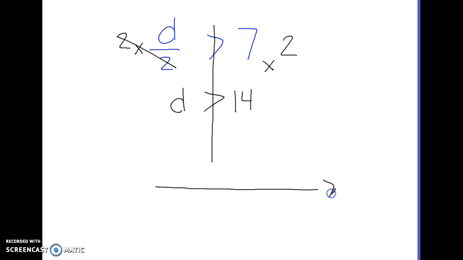When I draw this on a number line, I'm going to start with the number 14 and work my way around it. I see that d is greater than 14, which means it can't equal 14, so I have an open circle. And then the numbers greater than 14 are 15, 16, so my arrow will go in that direction. So I'll have an open circle with an arrow to the right.